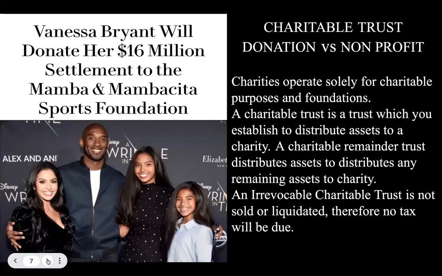So a charitable trust is a trust established to distribute assets to a charity. Now, a charitable remainder trust distributes assets and distributes any remaining assets to charity. An irrevocable charitable trust is not sold or liquidated, therefore there's no tax due. So you want to make sure that when you're doing donations, it is a gift, or a nonprofit donation. It's very good to use those terminologies so you won't have any tax implications.